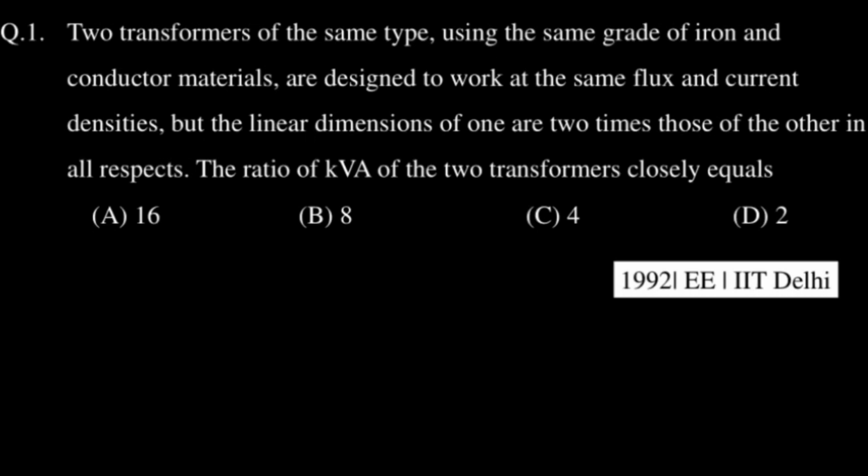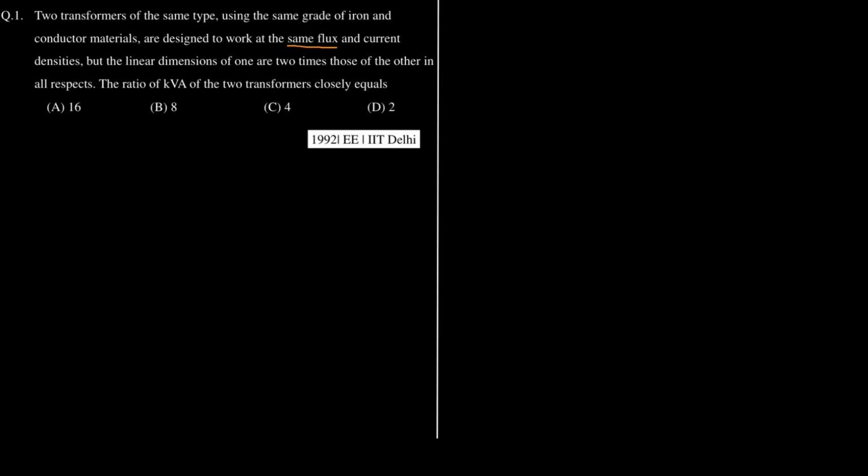So first and foremost, we should know that flux and current densities are same. That is, flux density Bm and current density, that is J, are constant. So we know that by formula Bm is equal to flux upon area, because density is known as quantity divided by area, and similarly current density is given as current upon area. Since flux density and current density are constant, flux will be directly proportional to area, and also current will be directly proportional to area.